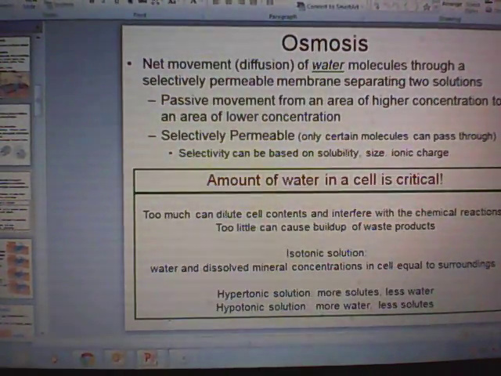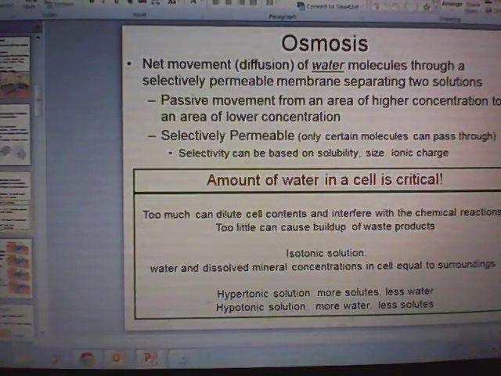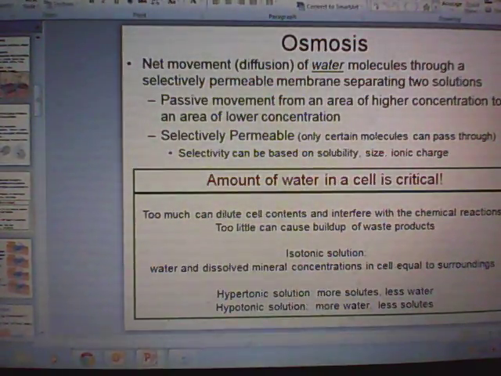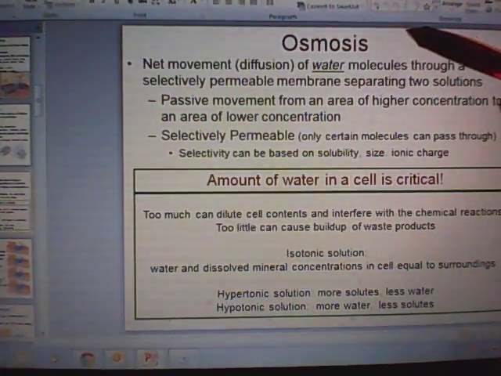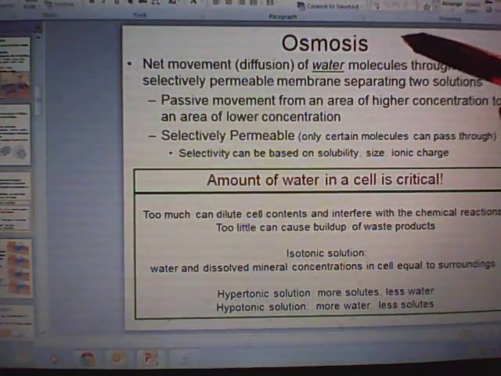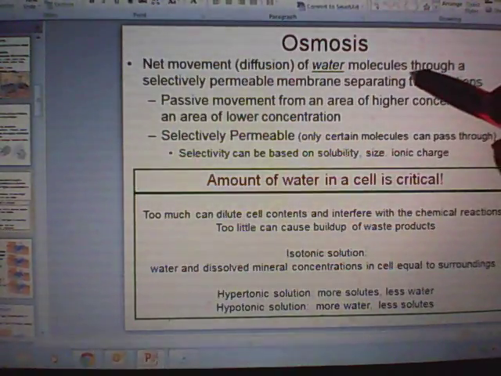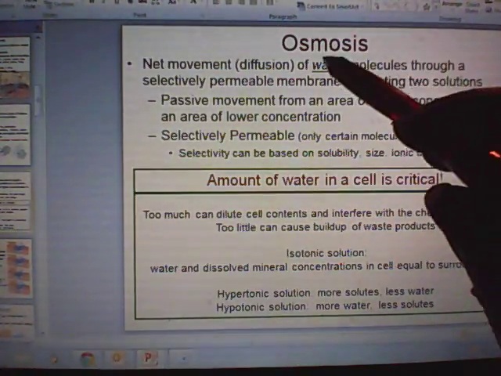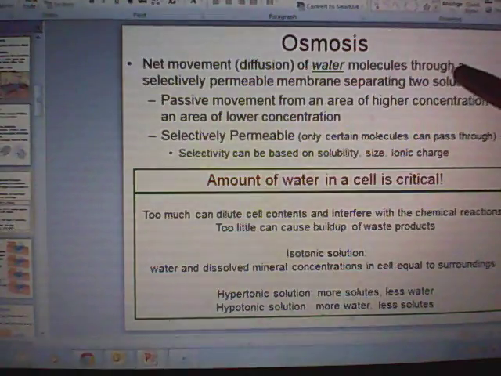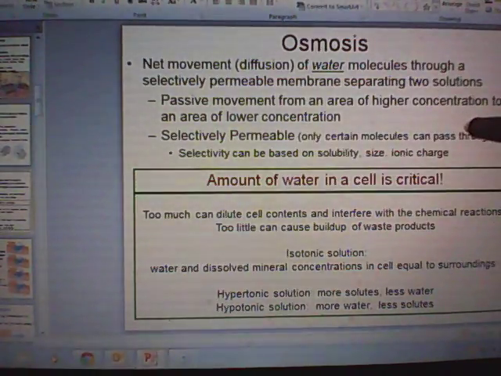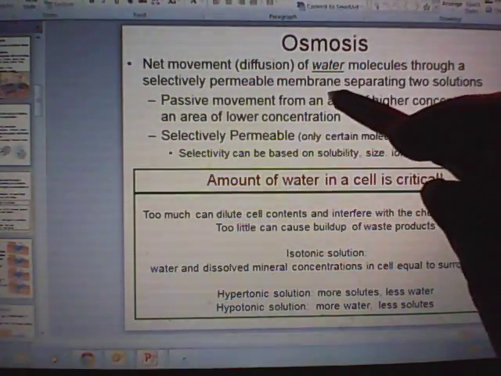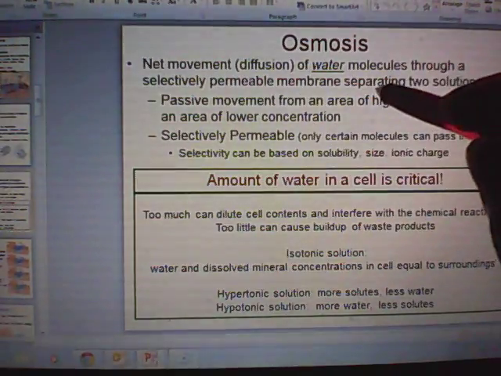So osmosis is a type of diffusion, and it is the movement of water molecules. All right, so let's make sure we know what we said. Diffusion was the movement of molecules from an area of high to low. Osmosis is the movement of water from an area of high to low. And with this, you have to use a selectively permeable membrane.